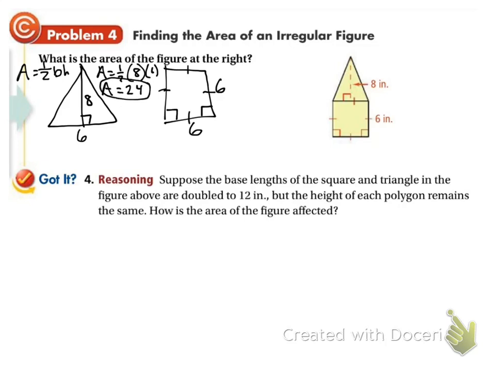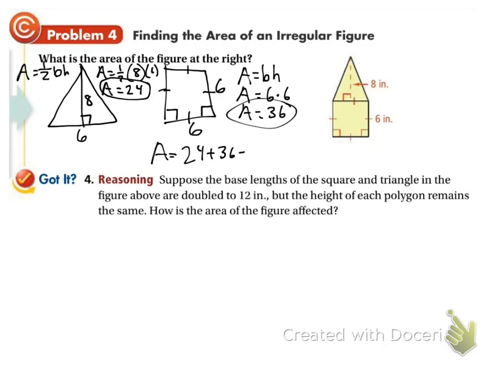So the area of the triangle is 24, and then for a square or a rectangle, we get A equals BH. So A is equal to 6 times 6. So the area is 36. And then we can add those two together. So we get that A is equal to 24 plus 36, which is 60. And we need to have units. They labeled them in inches. So this is 60 inches squared.